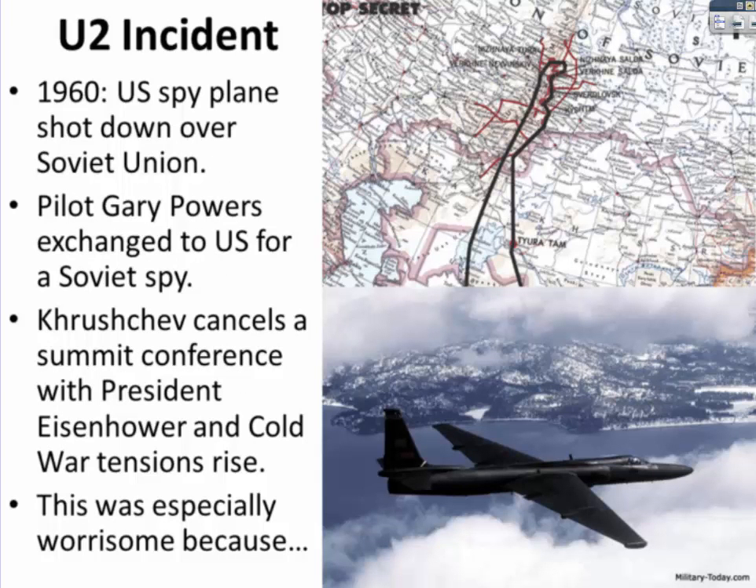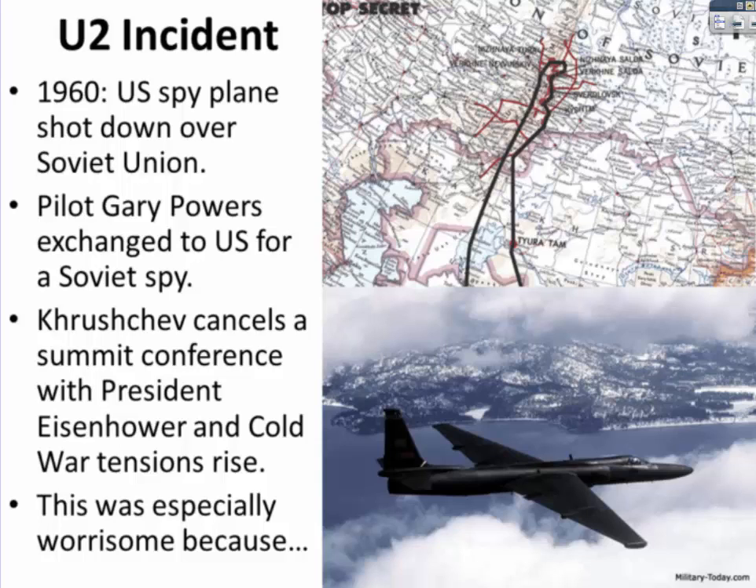In 1960, a U.S. spy plane is shot down over the Soviet Union. The pilot, named Gary Powers, is exchanged back to the U.S. for a Soviet spy. So both sides kind of get something out of the deal, but Nikita Khrushchev, the leader of the Soviet Union, cancels a summit conference with President Eisenhower, and Cold War tensions rise.